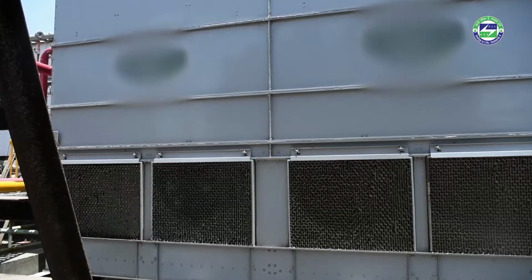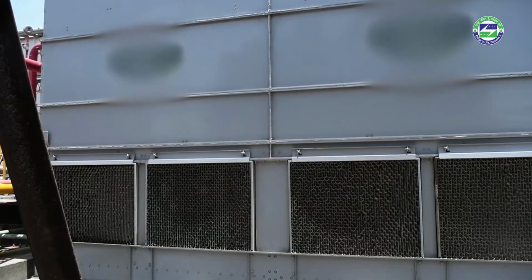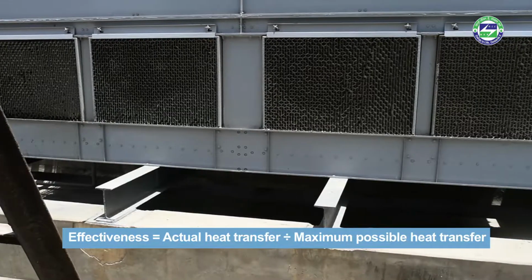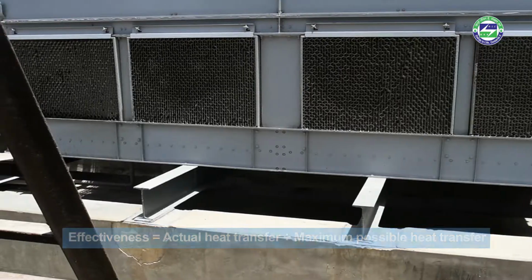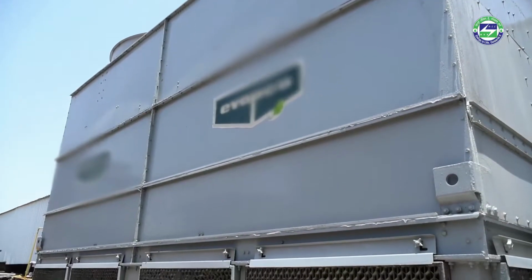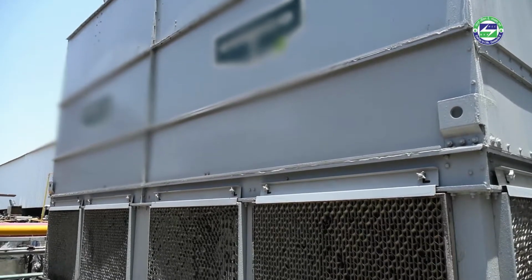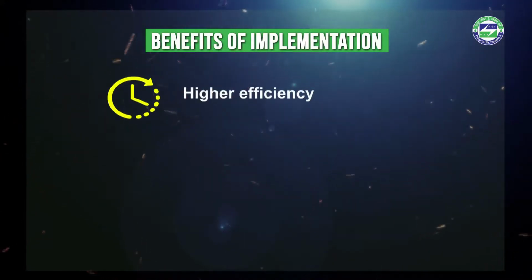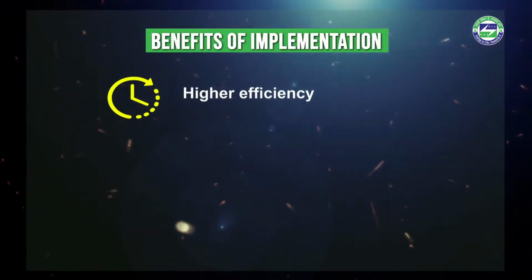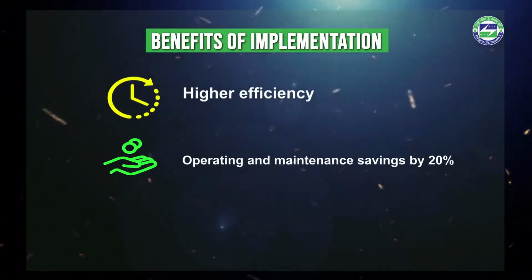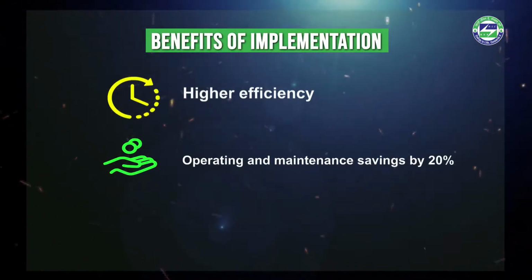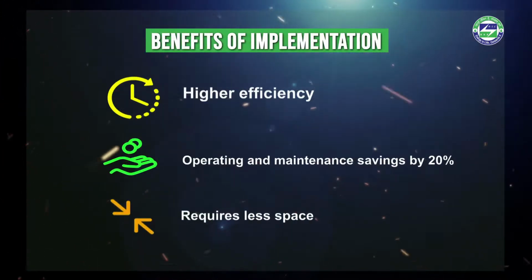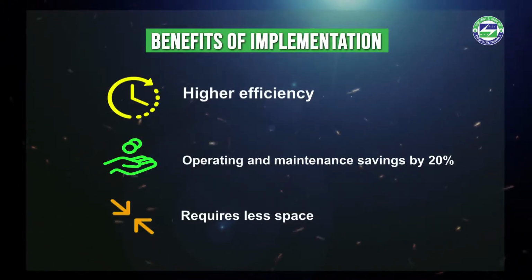The heat exchanger effectiveness can be calculated using the formula: effectiveness equals actual heat transfer divided by maximum possible heat transfer. Compared to conventional technologies, evaporative condensers have several advantages. Heat rejection in an evaporative condenser takes place in a single unit, which results in maximum efficiency. Evaporative condensers can offer operating and maintenance savings of as much as 20%. An evaporative condenser requires relatively smaller area for installation.